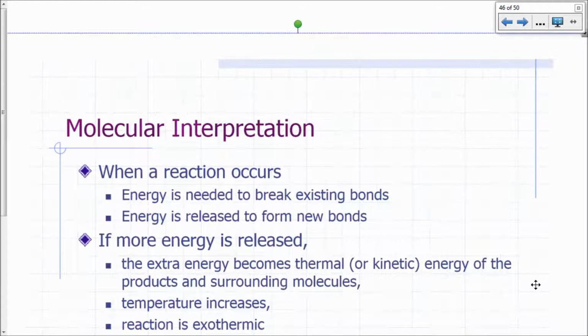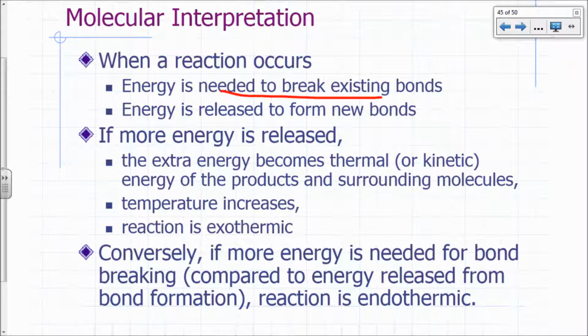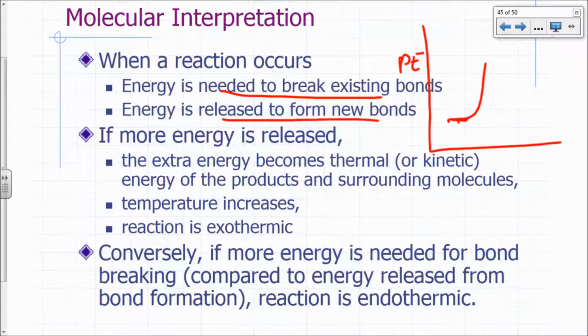Let's take a look now at the molecular interpretation of reaction enthalpy. When a reaction occurs, you need energy to break existing bonds and you need energy to form new bonds. So if you were to monitor potential energy as a reaction progresses, what would happen? Potential energy would increase, right, to break the bonds, and it would decrease when bonds are formed. So if this level right here involves all bonds being broken, then that's what happens.